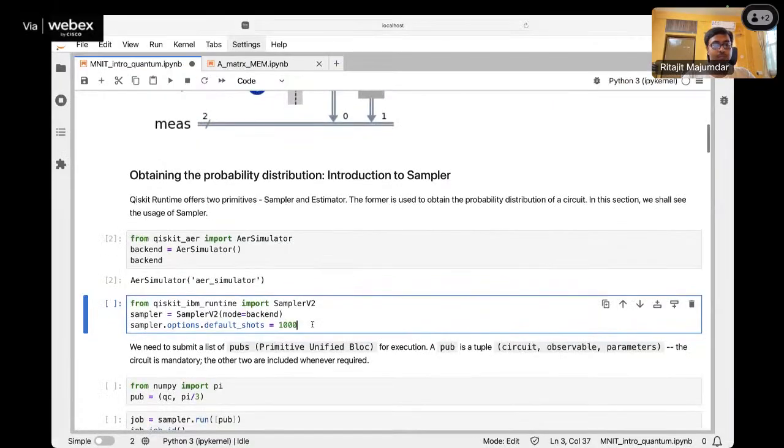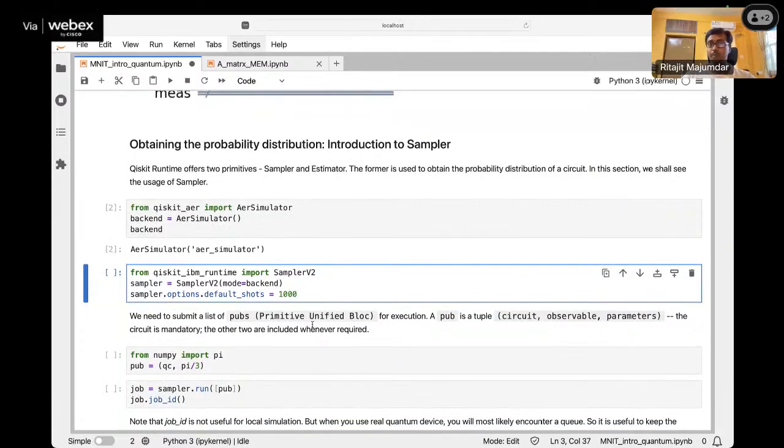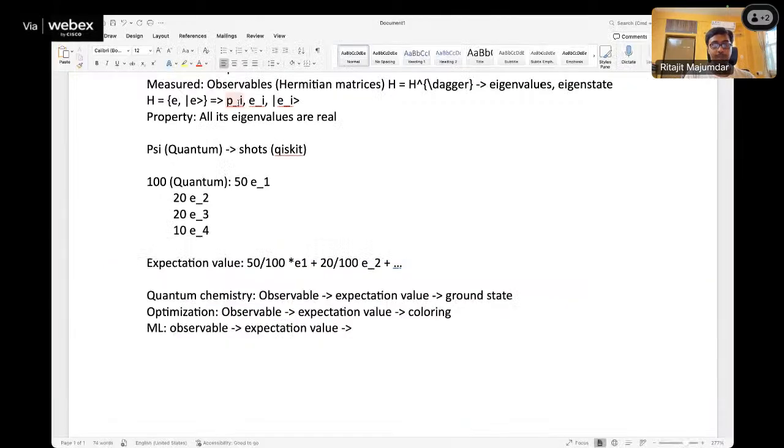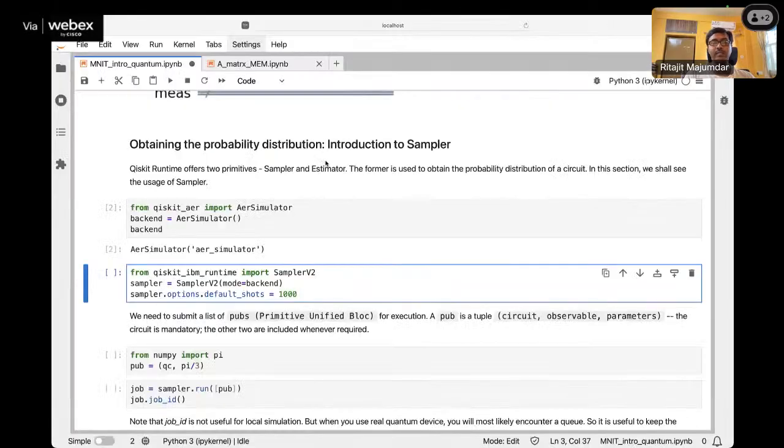So for that, we have two primitives. The first primitive in Qiskit is called sampler, that gives you the distribution, the probability distribution. And there is another primitive called estimator, which gives me the expectation value.